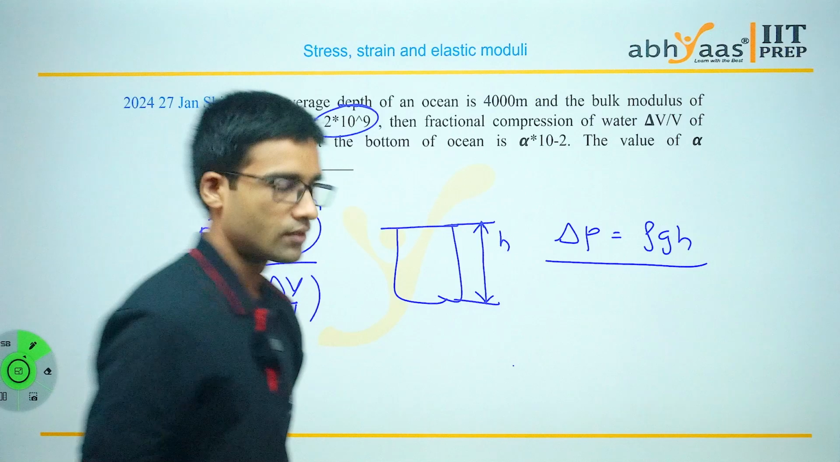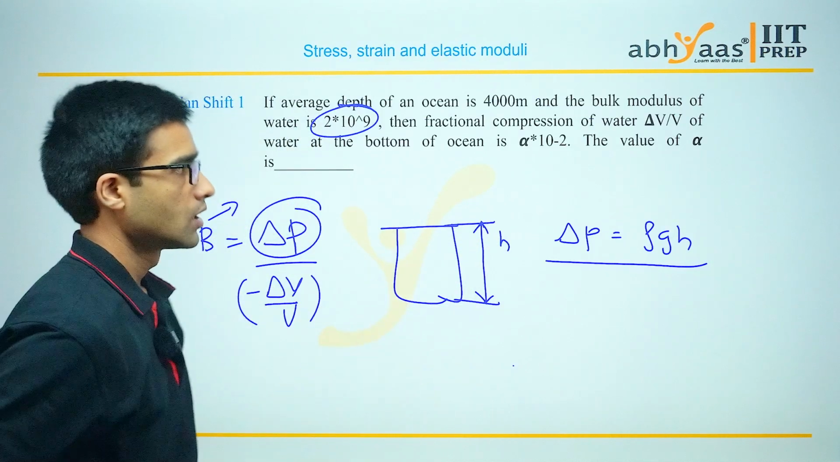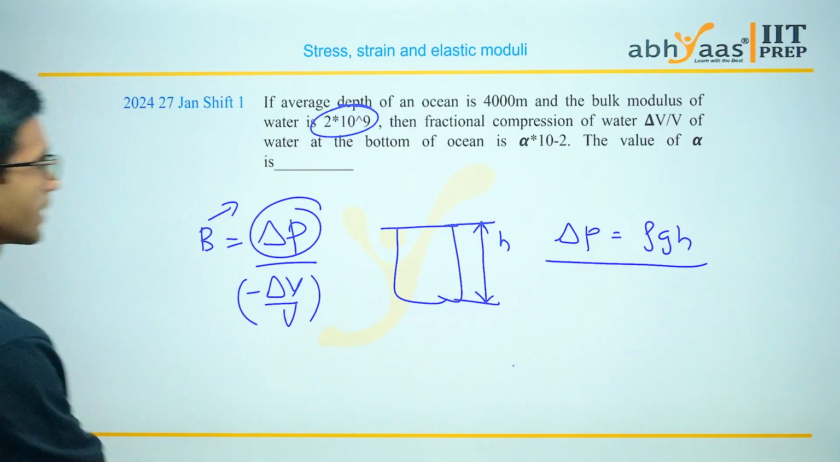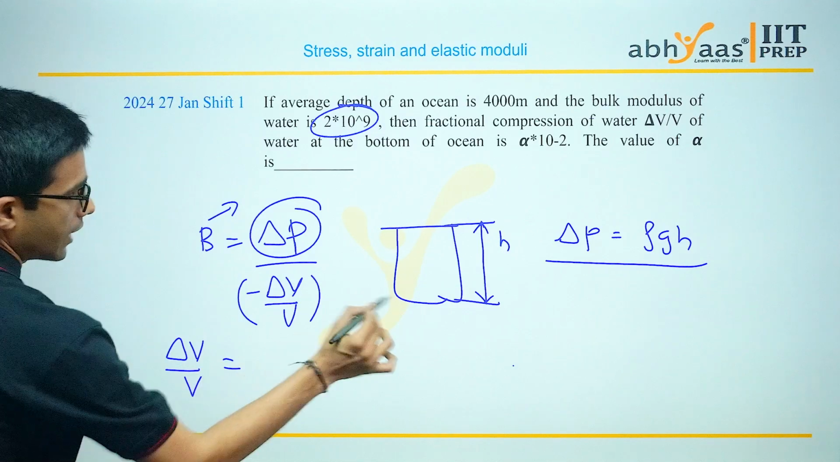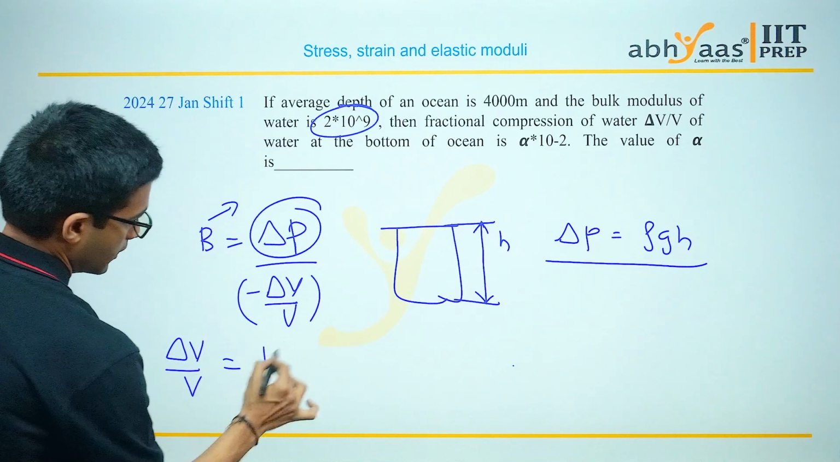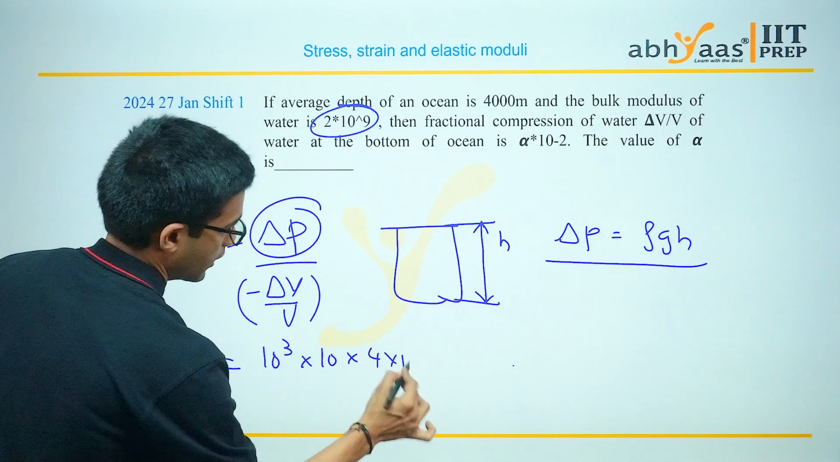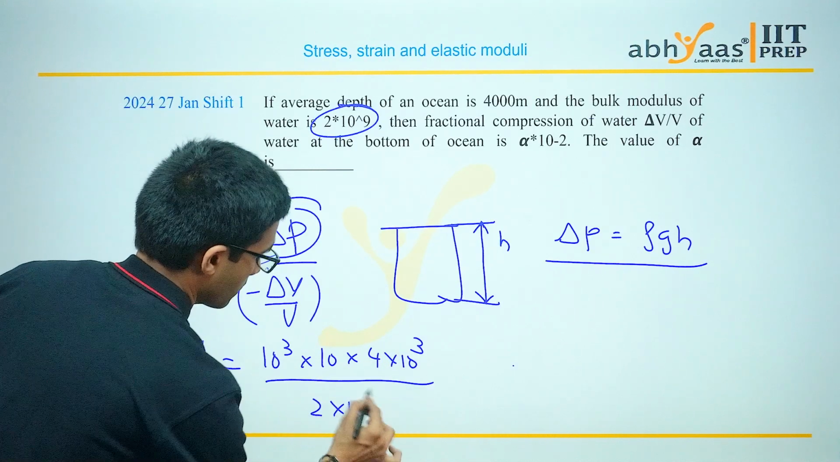Ocean means water. Water density is 1000 kg per meter cube. If you consider the g value as 10 meter per second square, you will get the answer easily. So he wants delta V by V. Delta P equals rho g h, that is 10 cube into 10 into 4000. I will write 4 into 10 cube divided by 2 into 10 power 9.